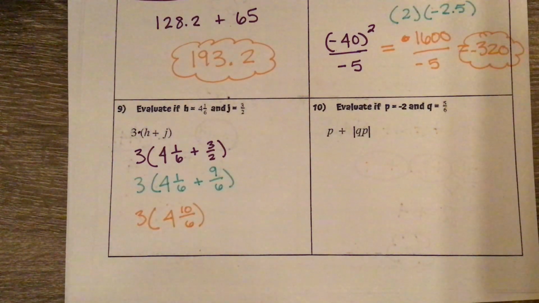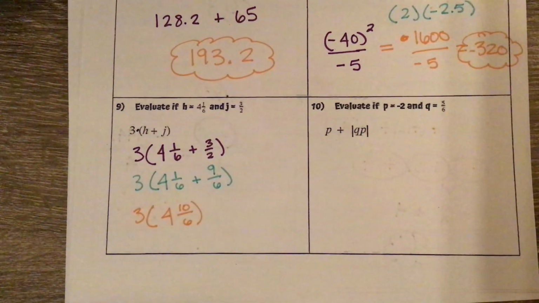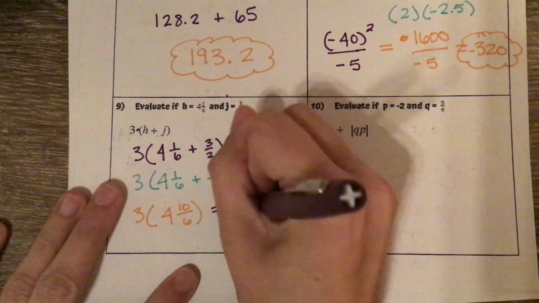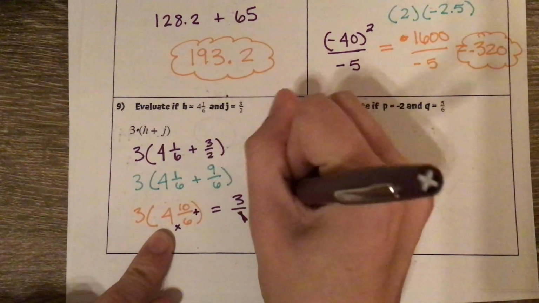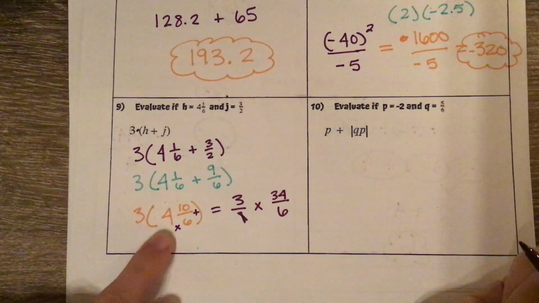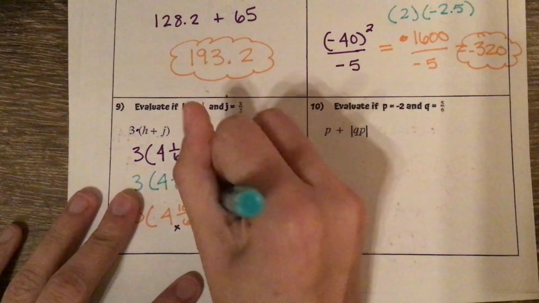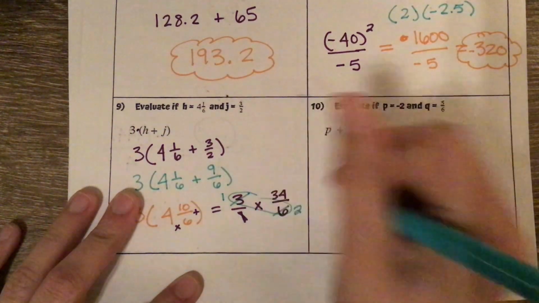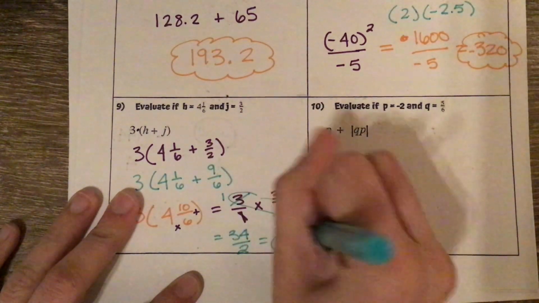This is improper, we could make it into a mixed number, but to multiply I need it to be improper, so I'm going to go straight to turning it into an improper fraction. So this is going to be 3 over 1, sorry, I wrote that weird, times our improper fraction. 4 times 6 is 24, plus 10 is 34 over 6. When we are multiplying, the first thing I'm going to look at is simplifying my diagonals. The 3 and the 6 simplify. 3 divides by 3 to become 1. 6 divides by 3 to become 2. So I get 34 over 2, which is equal to 17.